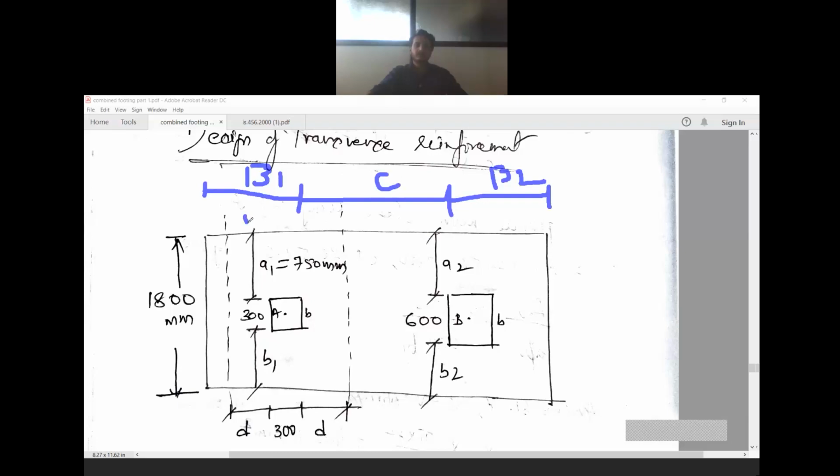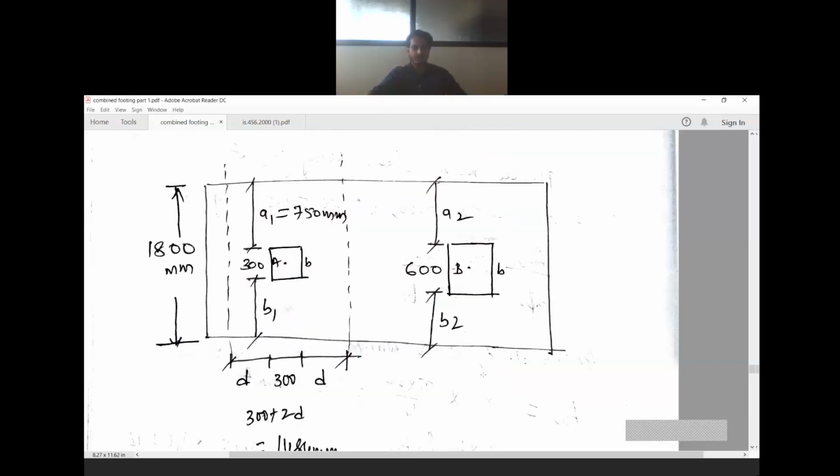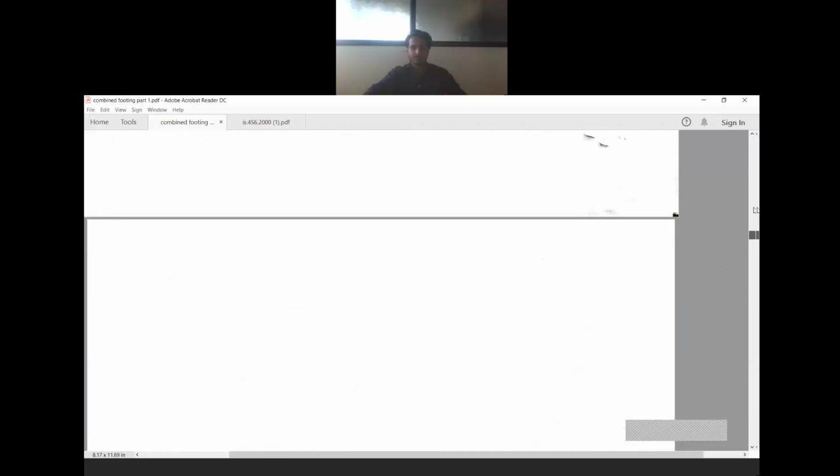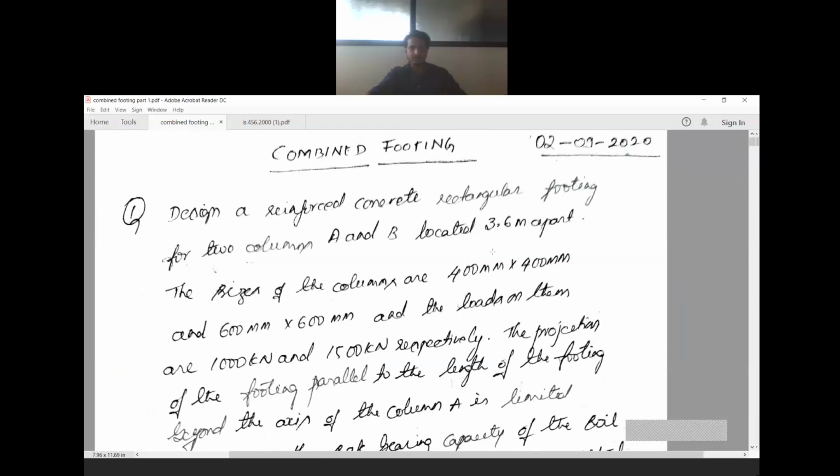For the V1 portion, the loading of column A will be considered. For the V2 portion, the loading of column B will be considered. Now let us start the design of transverse reinforcement. As we know, the width of the foundation is 1800 mm and we have two columns. What is the dimension of this column? According to the question, column A is 400 by 400.